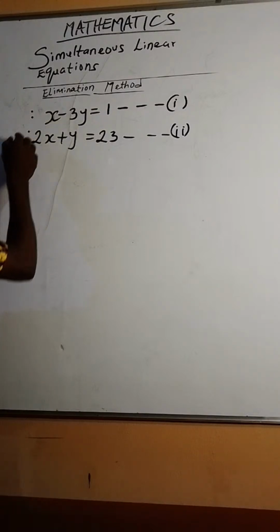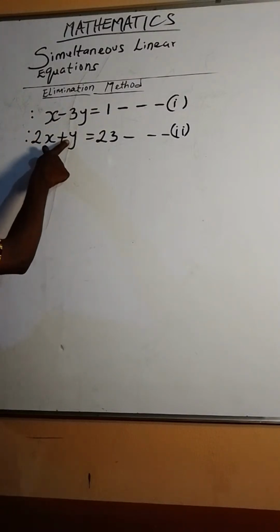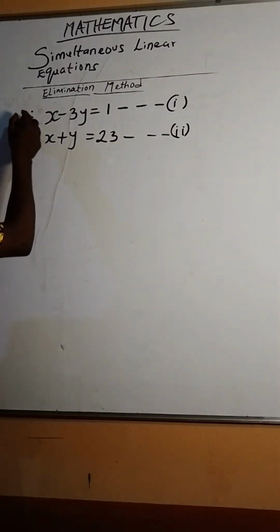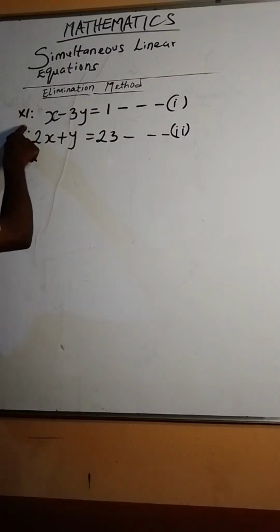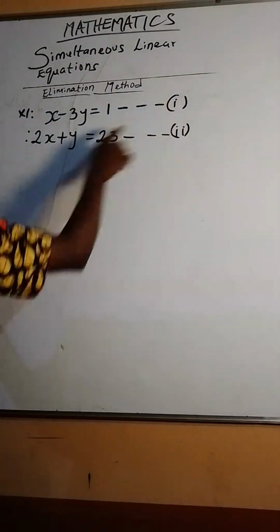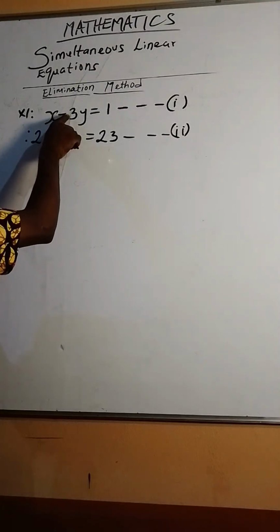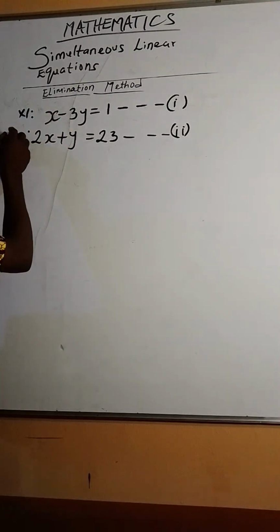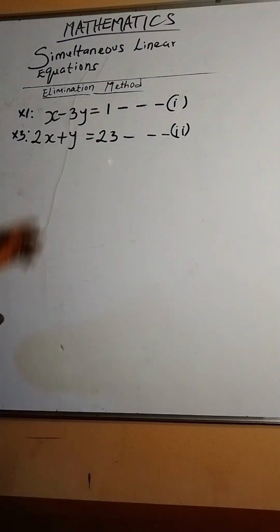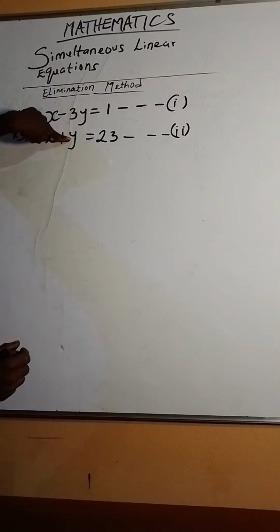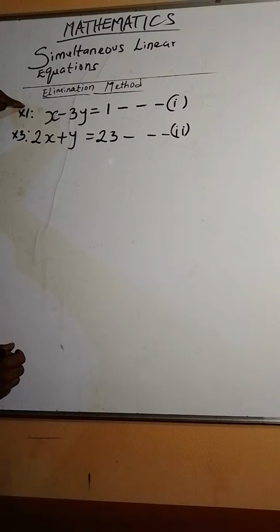Now, how do we do that? The coefficient of y here is 1, so we multiply here by 1. And here, the coefficient of y is 3, so we multiply by 3. You can see what we have done here. We multiply here by 1 and here by 3. So we use the coefficient of y here to multiply this.